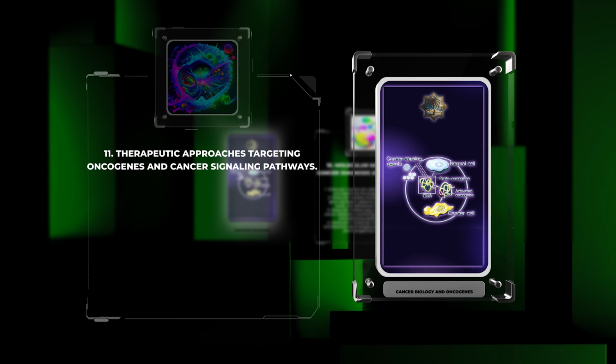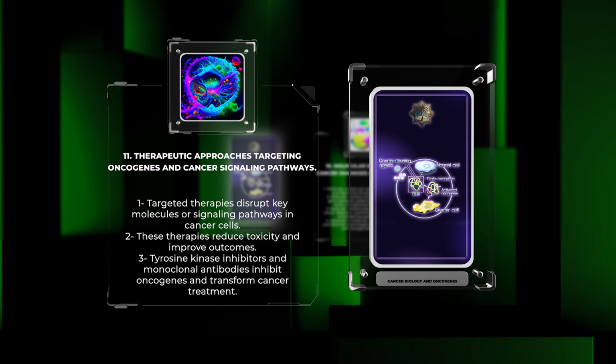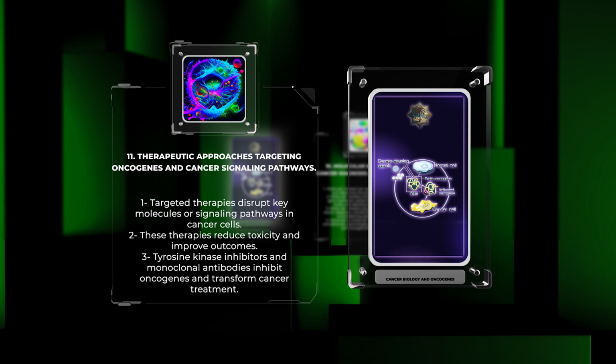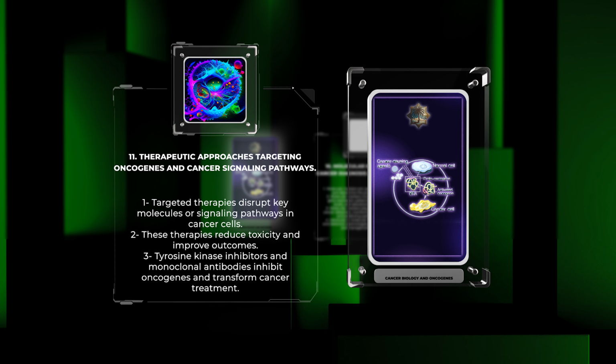Targeted therapies disrupt key molecules or signaling pathways in cancer cells, reducing toxicity and improving outcomes. Drugs like tyrosine kinase inhibitors and monoclonal antibodies inhibit oncogenes, transforming cancer treatment and benefiting patients.